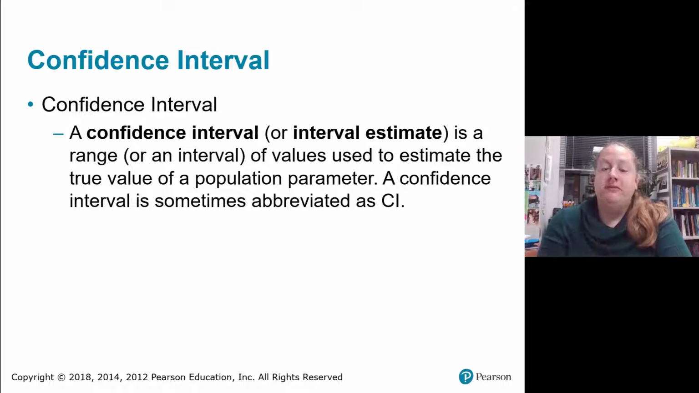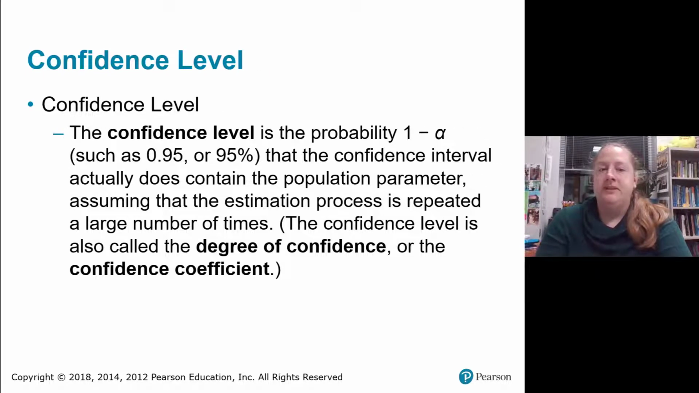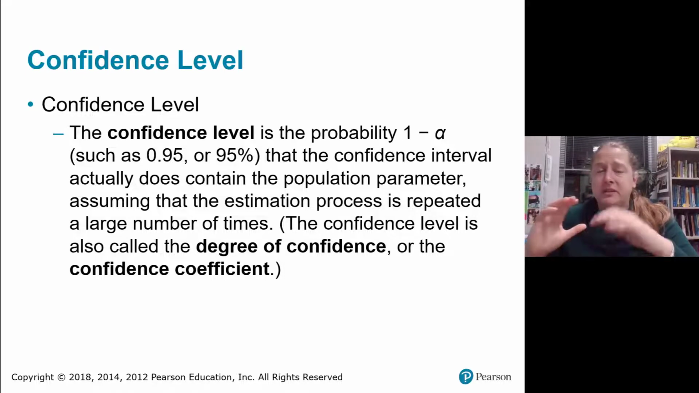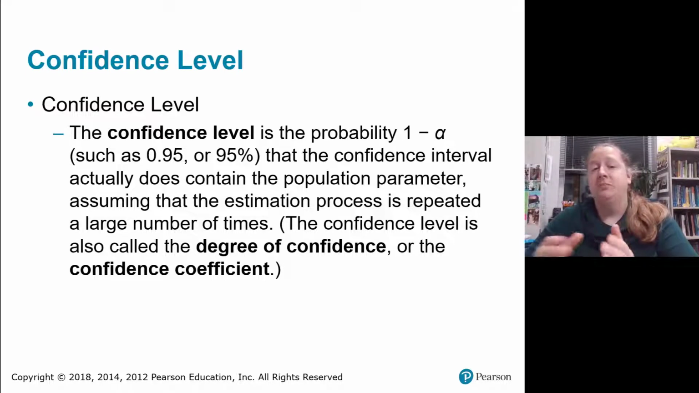In order to have a confidence interval, we have to have a confidence level. The confidence level is the probability, 1 minus alpha, that the confidence interval actually does contain the population parameter, assuming that the estimation process is repeated a large number of times. The confidence level is also called a degree of confidence or the confidence coefficient, such as 0.95 or 95%. That's a really common one that we see.